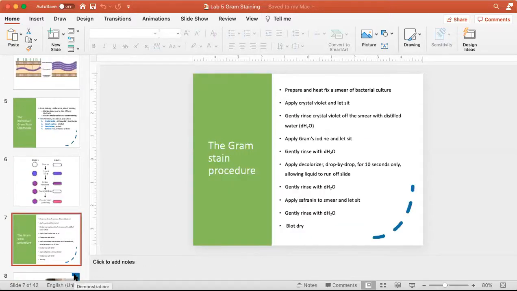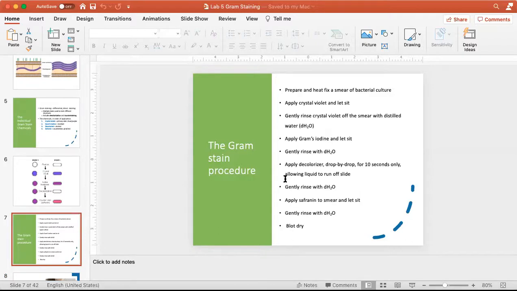Now, this is a very busy slide. Don't try to write all this information down. Remember, you have these slides available to you if you need to come back and pull this up. This is simply the procedure for gram staining written out completely. I'm going to talk us through this, though, so you don't have to write it all down right at this second.